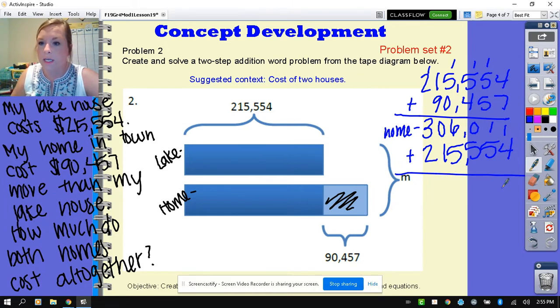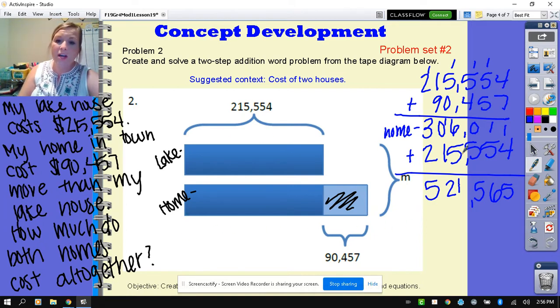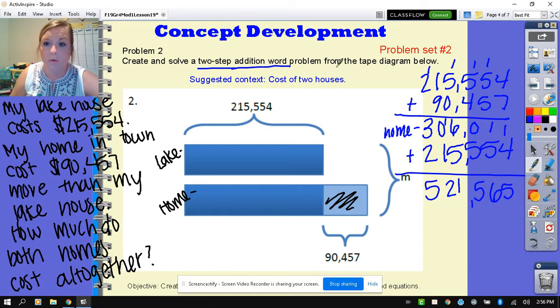So 4 plus 1 is 5. 5 plus 1 is 6. 5 plus 0 is 5. I'm going to put my comma. 6 plus 5 is 11. 1 plus 1 is 2. And 3 plus 2 is 5. So we got our answer. We did do a 2-step addition word problem, which we did all of addition. So everything so far in our word problem would make sense.